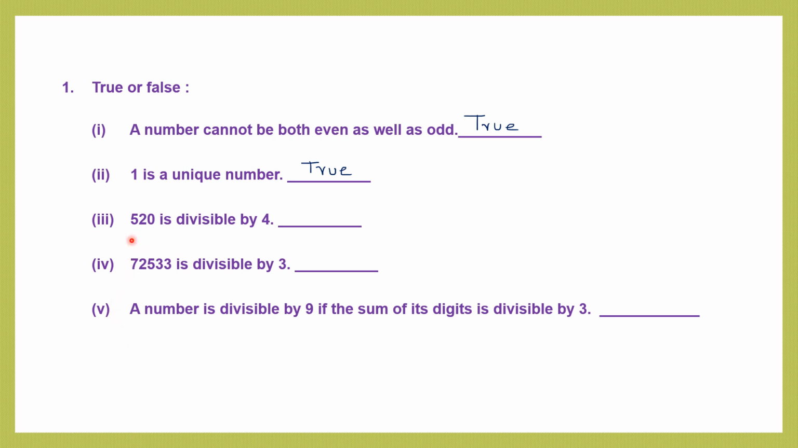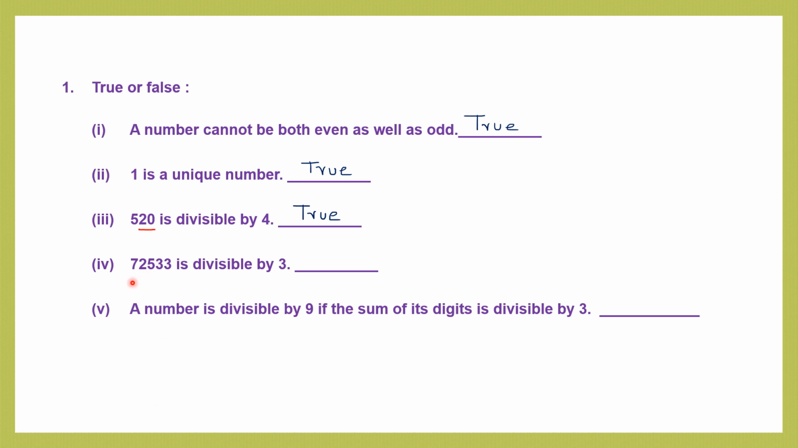Question 3. 520 is divisible by 4. Now what is the test for 4? You see the last two digits and see what number it forms. The last two digits here form 20 and 20 is divisible by 4. So this statement is true. See, we did that without even doing actual division, isn't it? That is why we use the test of divisibility.